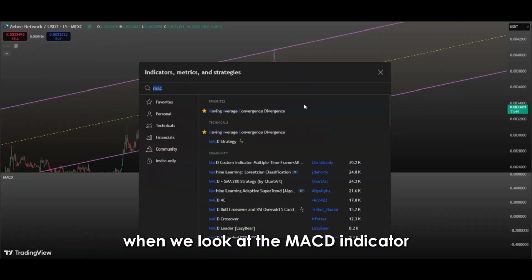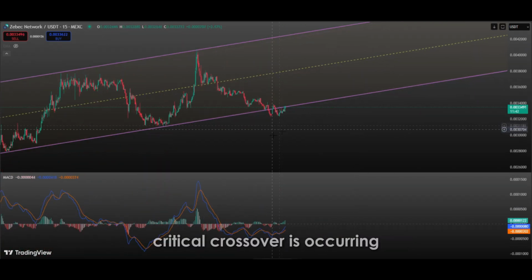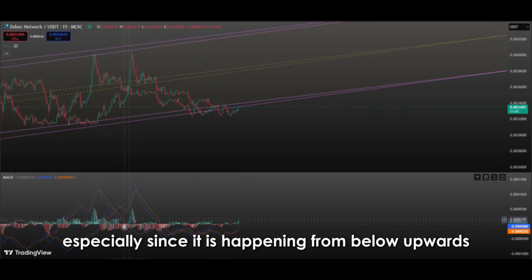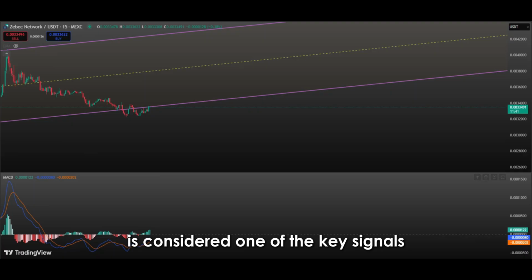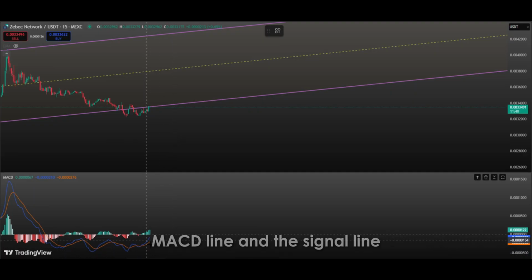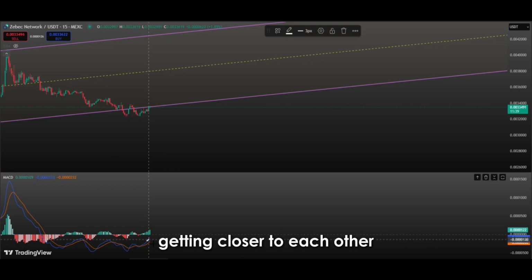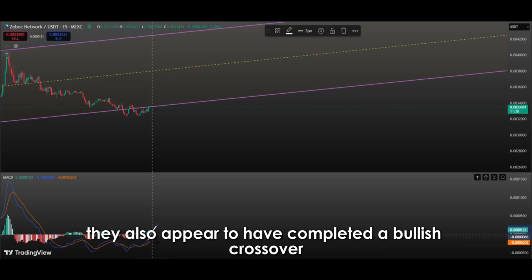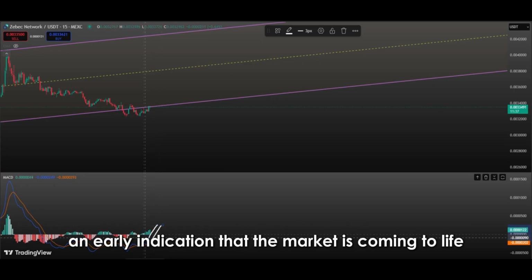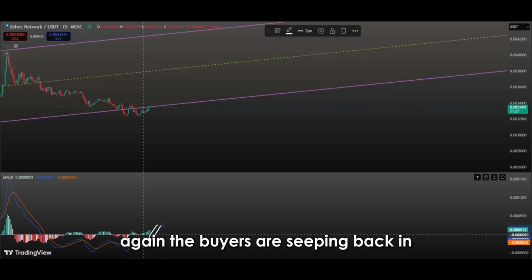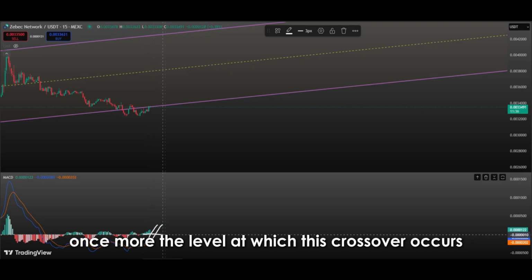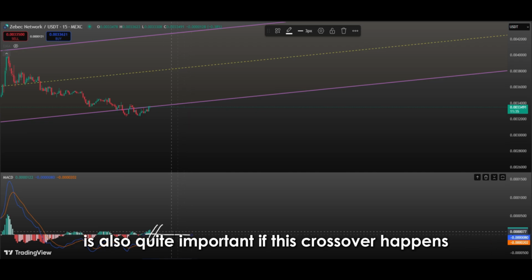When we look at the MACD indicator, we can clearly see that a technically critical crossover is occurring. This crossover, especially since it is happening from below upwards, is considered one of the key signals indicating a potential market rise. At the moment, not only are the MACD line and the signal line getting closer to each other, but they also appear to have completed a bullish crossover. This formation is generally an early indication that the market is coming to life again, that buyers are stepping back in, and the positive momentum is starting to gain strength once more. The level at which this crossover occurs is also quite important.